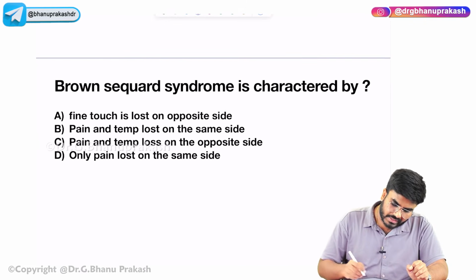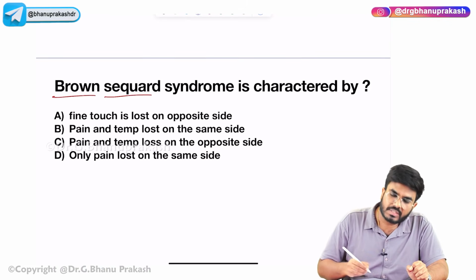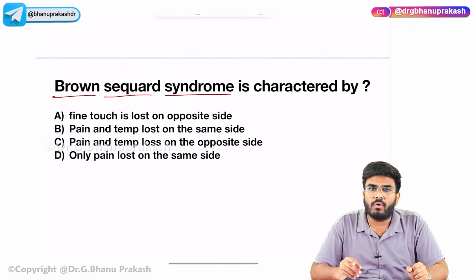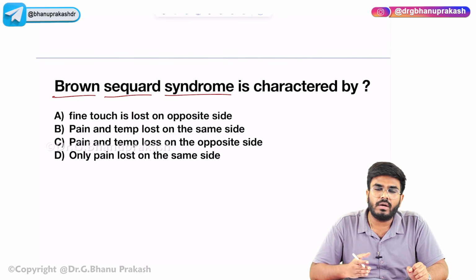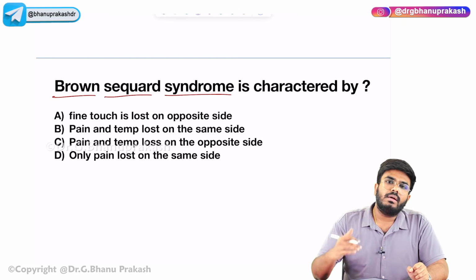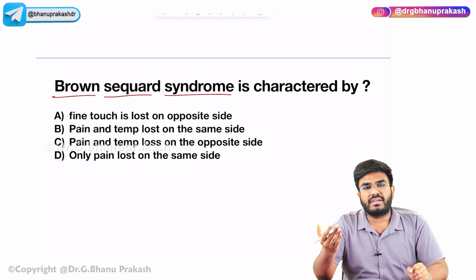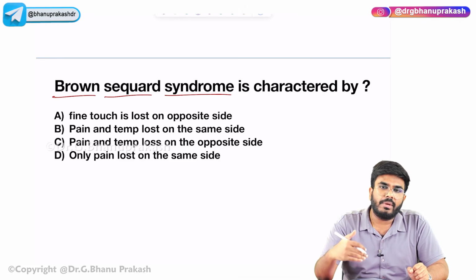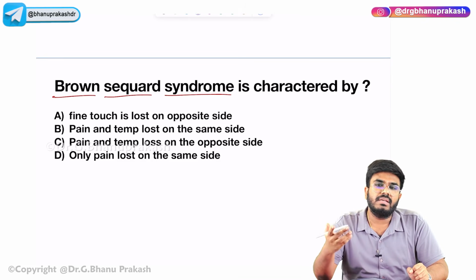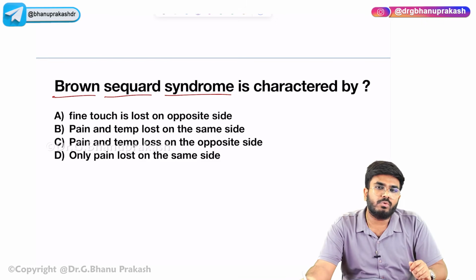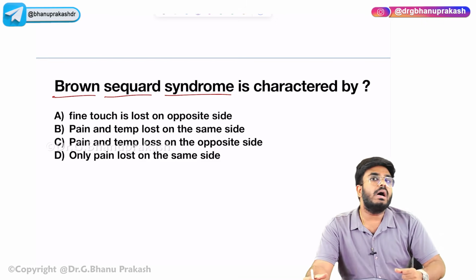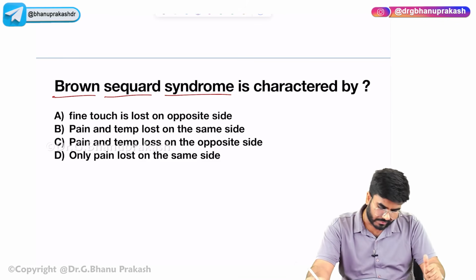Next, Brown-Séquard syndrome is characterized by, see in this Brown-Séquard syndrome, what happens? I have already told you there is a hemisection of the spinal cord. If there is hemisection of the spinal cord, the dorsal column pathways are affected as well as the anterolateral pathways are affected. Because of the damage to the dorsal column pathways, the patient is going to lose the advanced sensations on the same side of the body and the patient is going to lose the primitive sensations on the opposite side of the body or the contralateral side of the body.